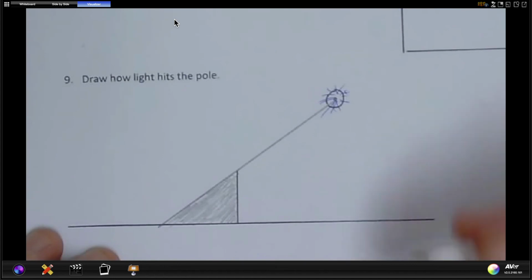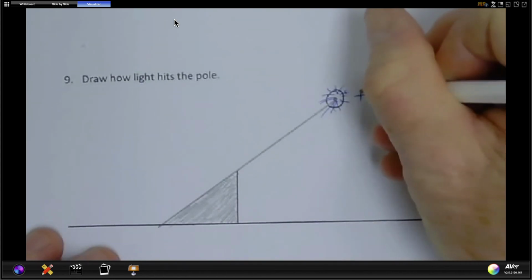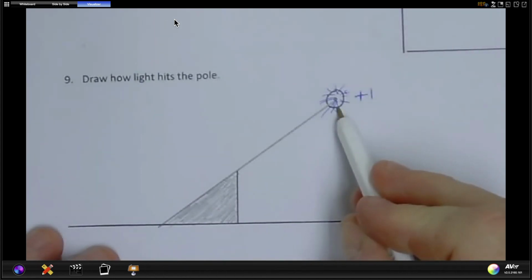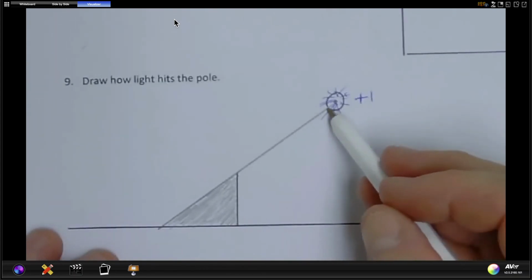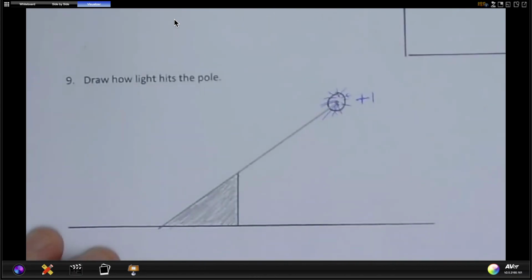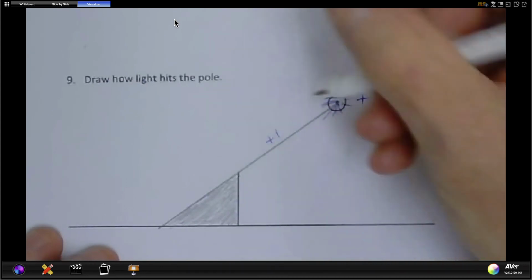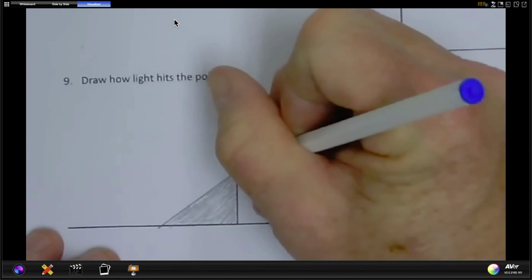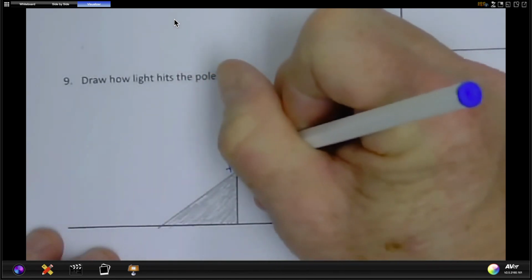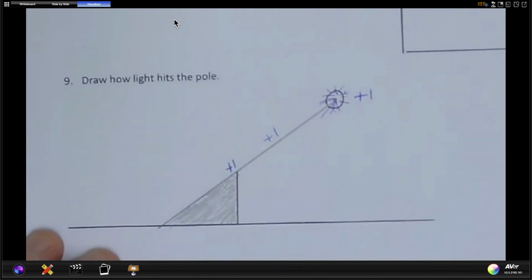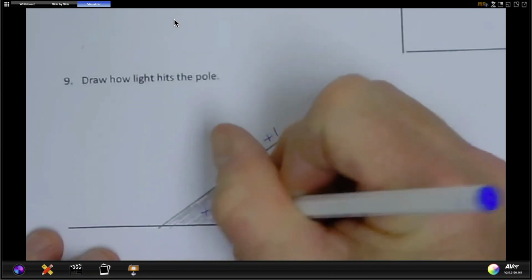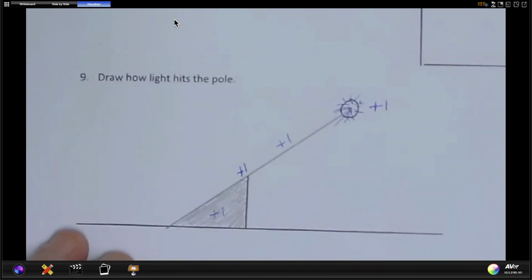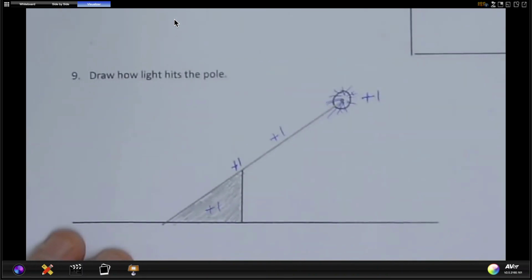So the first thing we've got is a point for coming from the point source of light. The second point is for having a straight line, once again, drawn with a ruler because light travels in a straight line. A third point is having this line touch right at the top of our stick that's poking up. This was our toothpick that we did in class. And then the final point, this is a 4-point drawing, is for having all the stuff that's in shadow in shadow.